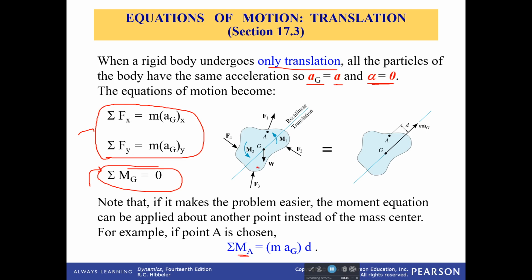If I chose right here, point F, or point P over here, the moment is going to be equal to the distance from that point to our center of gravity times the mass. I keep on wanting to say moment today.